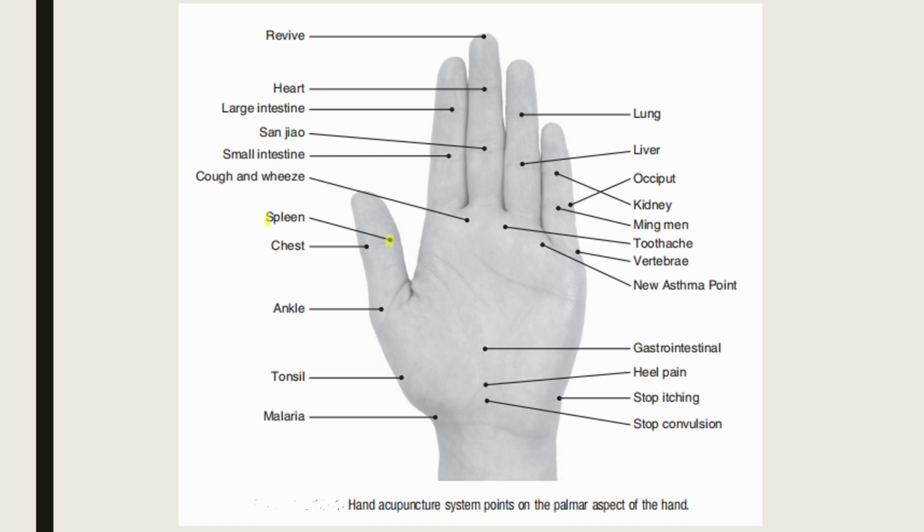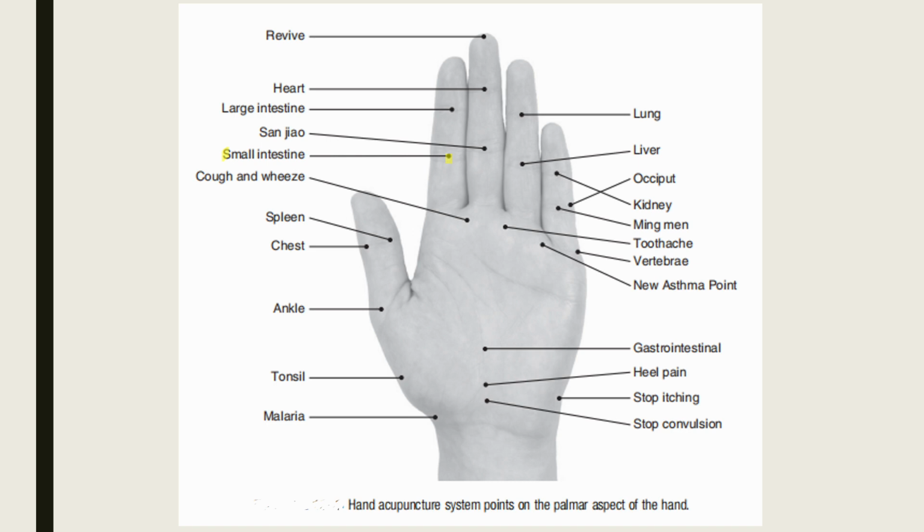Spleen point. Location: at the midpoint of the transverse crease of the interphalangeal joint of the thumb. Indications: disharmony of the spleen and stomach, diarrhea, and abdominal pain.